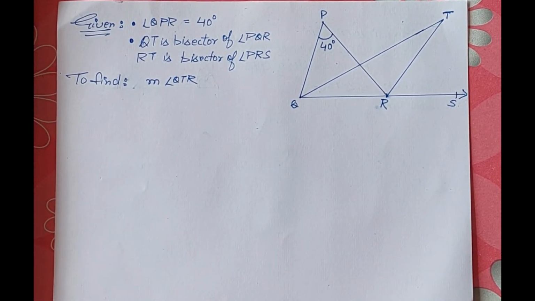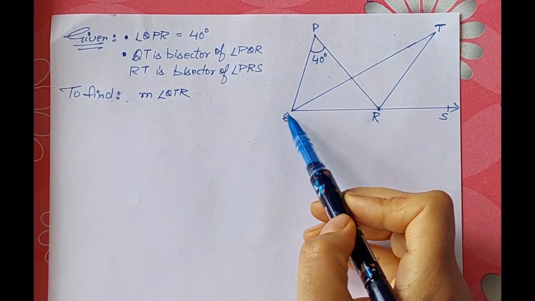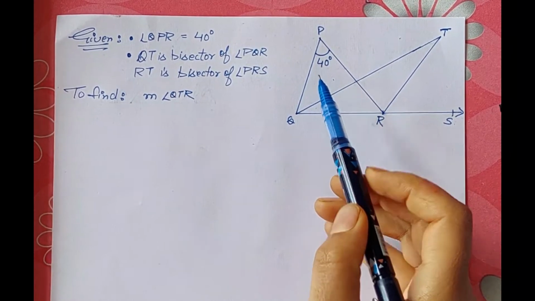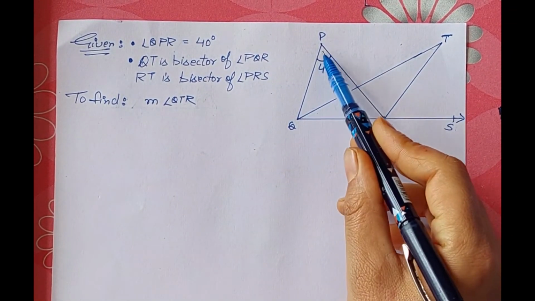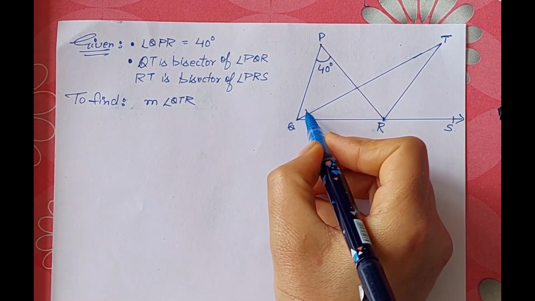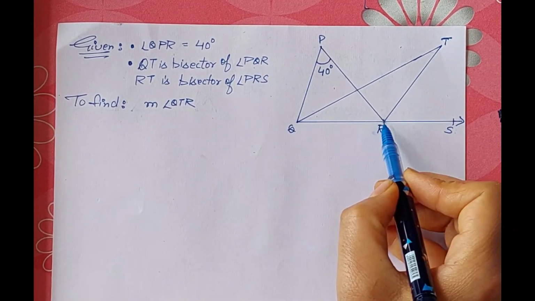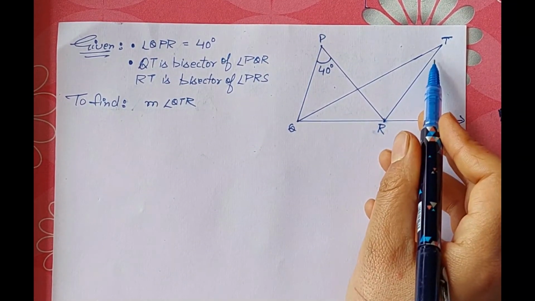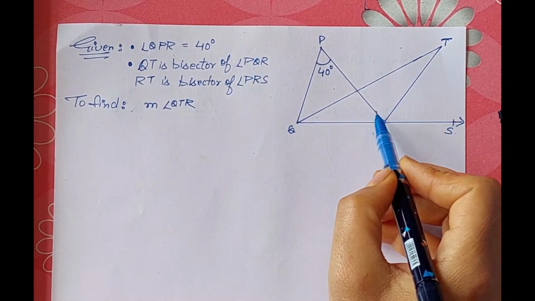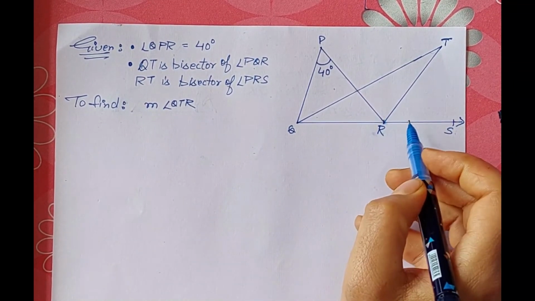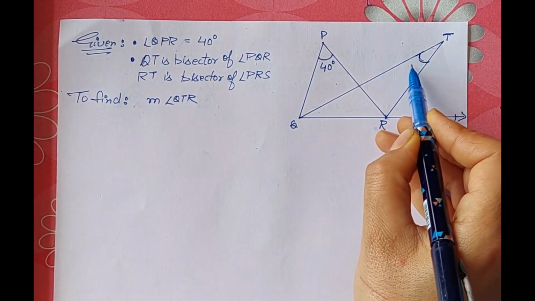So we have this numerical here, and you have been given angle QPR as 40 degrees, and you have been given QT is the bisector of this angle PQR. Bisector means it divides this angle into two equal parts. Similarly, RT is the bisector of PRS, so it is bisecting this angle into two equal parts. And we have to find out the measure of this angle.